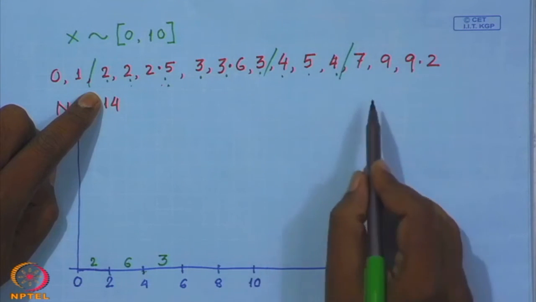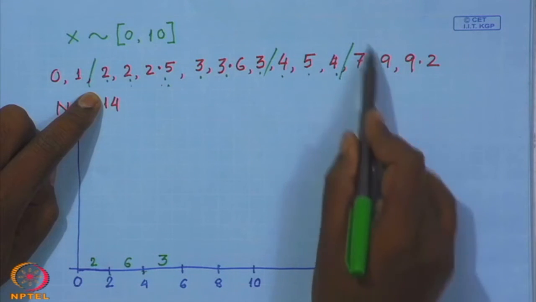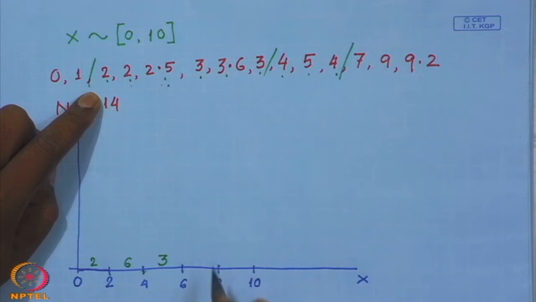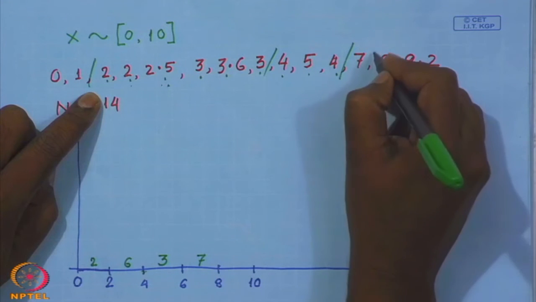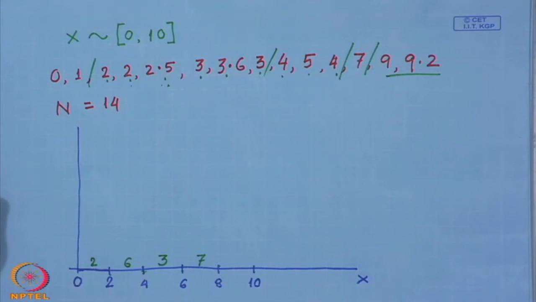Next, the sample 7 falls within the bin having the bin boundaries 6 and 8. And the next two samples, 9 and 9.2, fall in the bin having the bin boundaries 8 and 10. So, I have two samples falling in this bin.